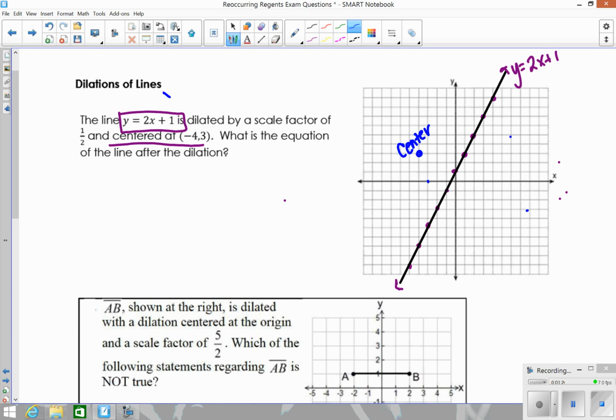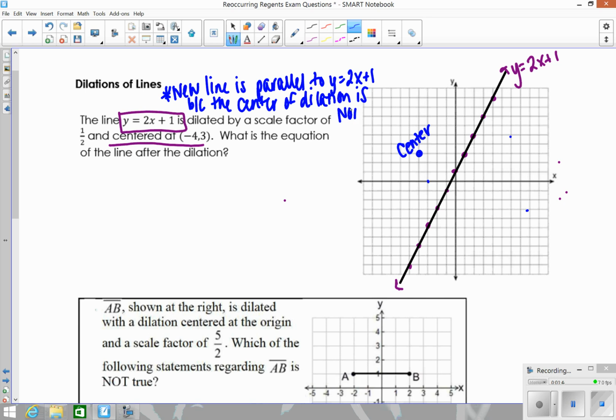So let's just make a note of that. So new line is parallel to y equals 2x plus 1 because the center of dilation is not on the line.